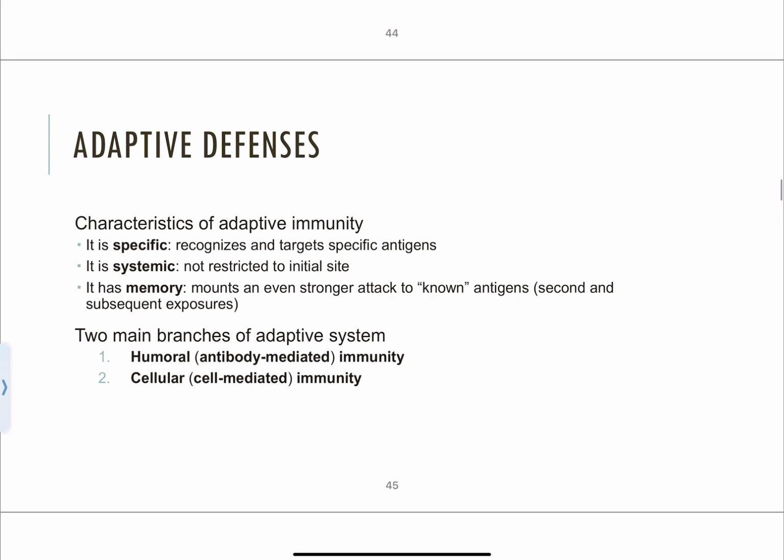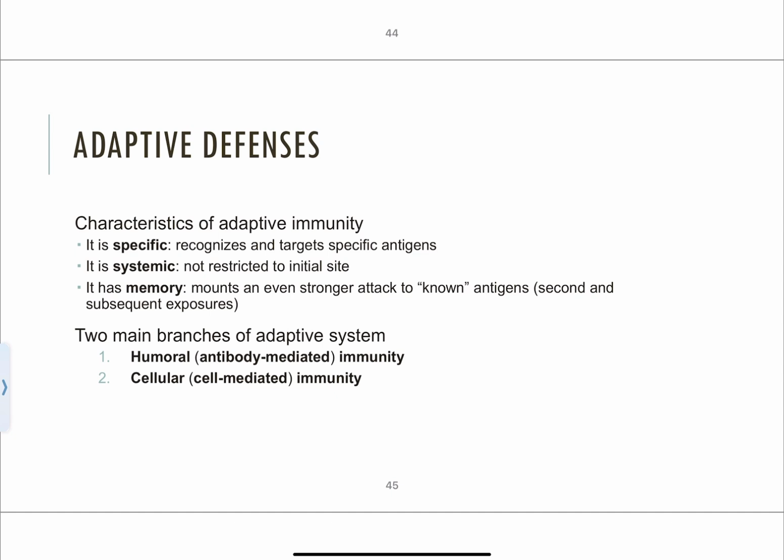So some characteristics of adaptive immunity: one, again, it's specific. That's the definition of adaptive immunity, meaning that it recognizes and targets specific antigens, and those antigens are things on the surface of cells. It's systemic, so that's a good thing. It's not restricted to the initial site of injury. Also, it has memory, so it can mount an even stronger attack on known antigens if we have another exposure, or even more than one exposure.